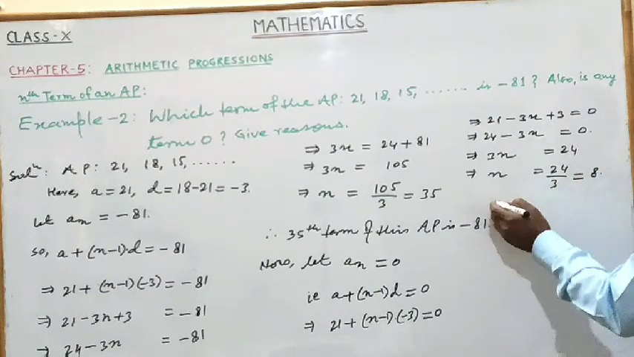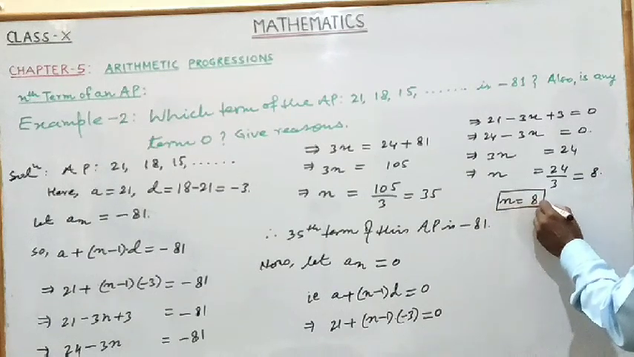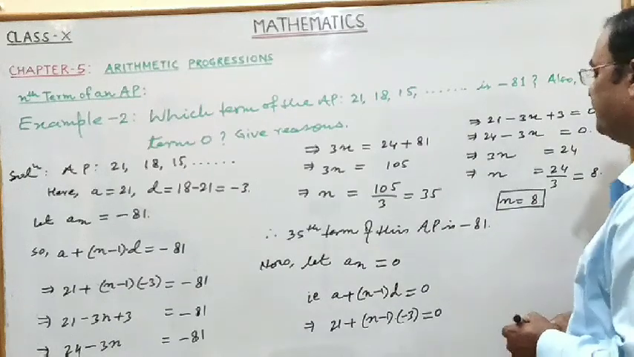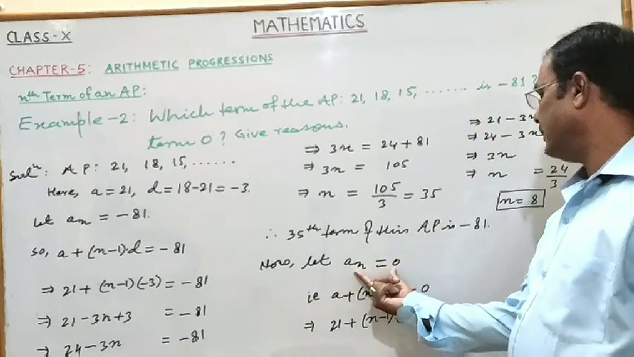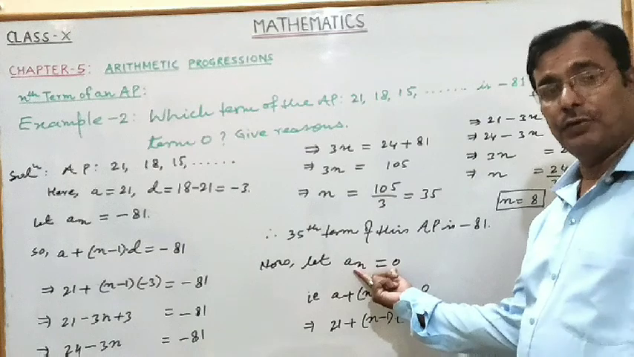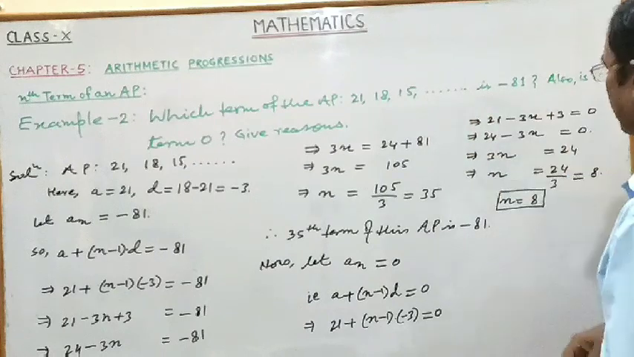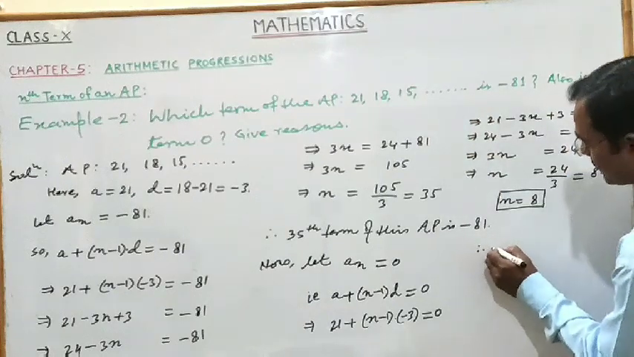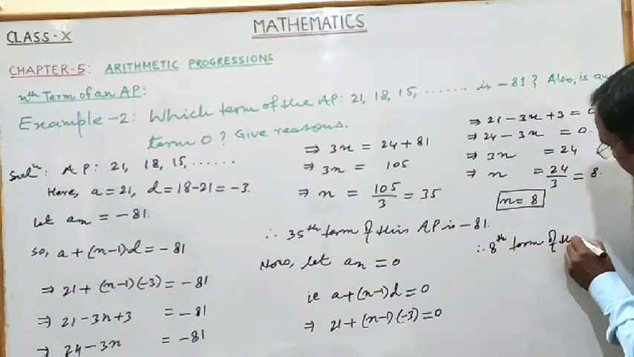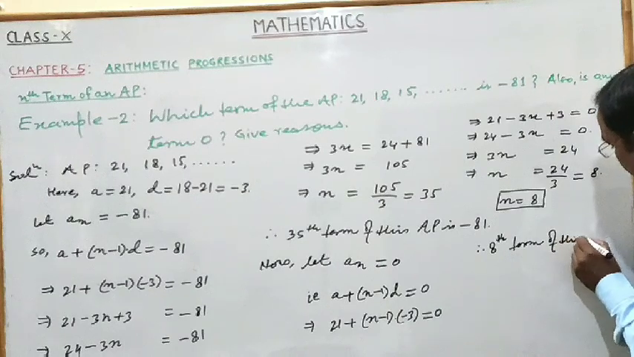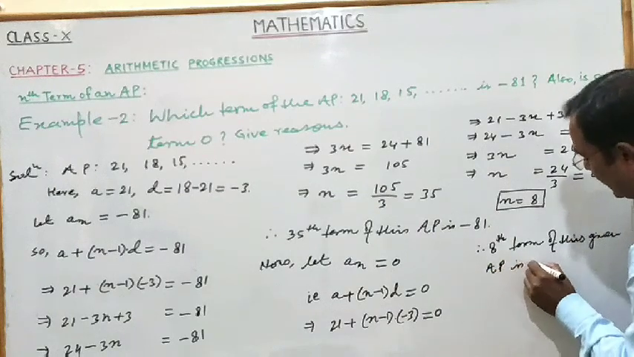Here we have got n equal to 8. So this value of n denotes the position of a term in the arithmetic progression under this condition of nth term is 0. Therefore, we can say that 8th term of this arithmetic progression is 0. So therefore, 8th term of this given AP is 0.